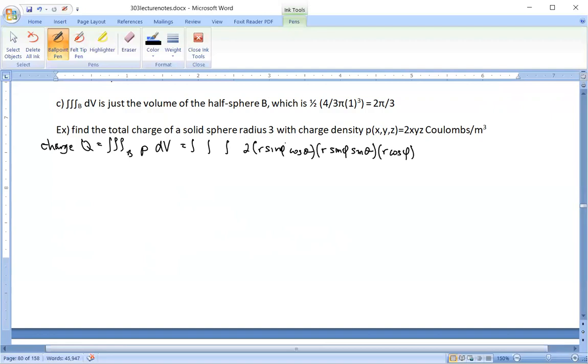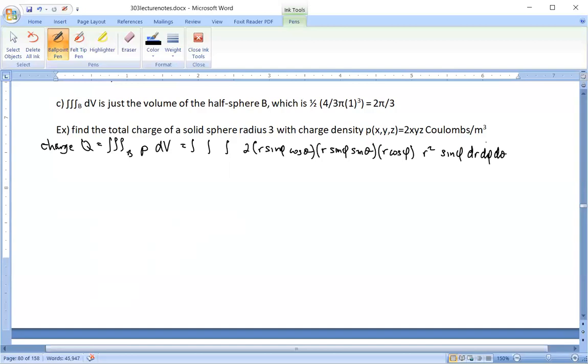So we've converted the function. Next, we need to convert dv. We have the formula for that. We know that dv just equals r squared sine phi dr d phi d theta. Okay. And next, we just set up the boundaries.